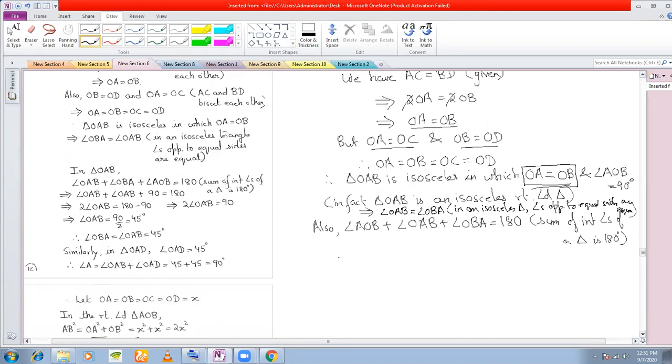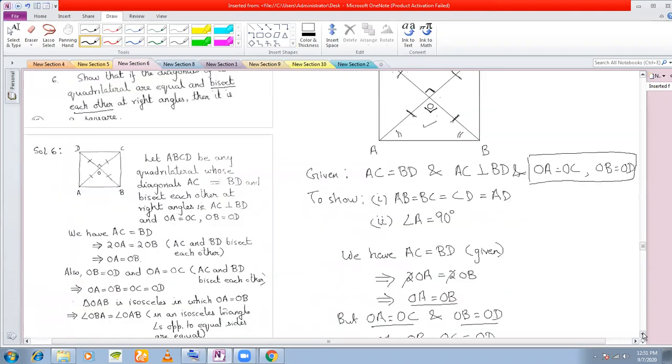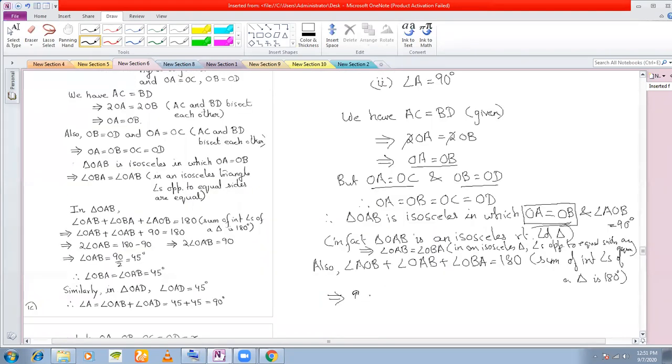So now we'll say sum of interior angles of a triangle is 180 degree, and angle AOB is 90 degree because the diagonals intersect at right angle. So this angle is 90 degree. So this is 90 plus. Now angle OAB and angle OBA are same. So instead of angle OBA, you can write angle OAB, 180 degree. And you'll give your reason, since we have already shown here that angle OAB and OBA are same. Okay.